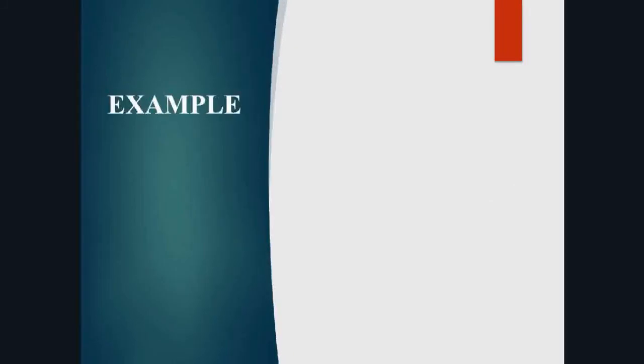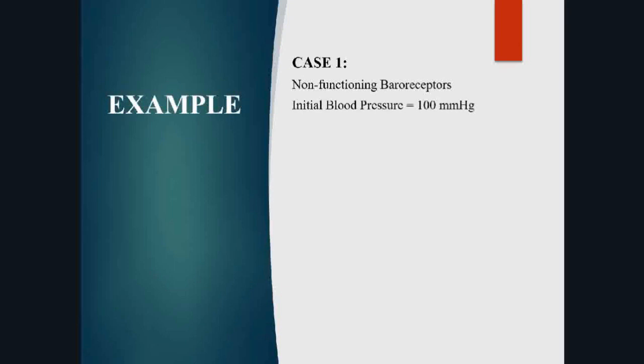Let's understand gain of a system with the help of an example. Assume that a large volume of blood is transfused into a person with a blood pressure of 100 mm of mercury prior to transfusion. Now, we can have two cases. In the first case, the aortic baroreceptors that control blood pressure are not functioning. Therefore, after transfusion, the blood pressure rises drastically from 100 mm of mercury to 175 mm of mercury. So, the error in this case is 75 mm of mercury.